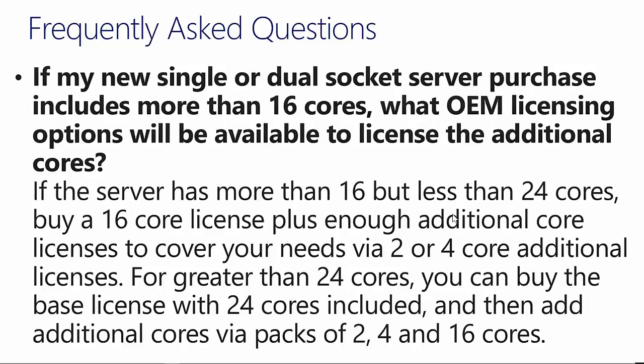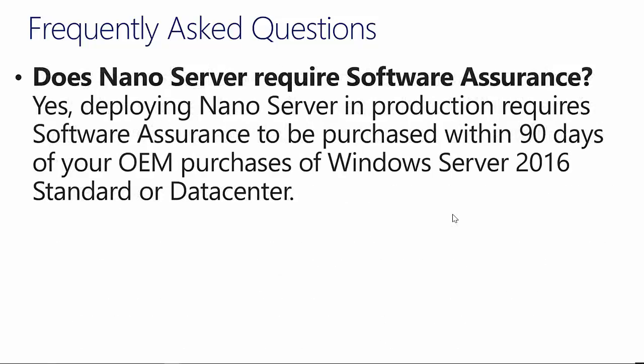As soon as you do get to 24, obviously, if you can get a hold of the version of Windows Server with 24 cores included, then that's a great place to start. And then on top of that, you just start buying the additional core packs in the numbers that are required for you. They'll be available in packs of 2, 4, and 16 cores. So you really just build it out until you meet the core requirements.